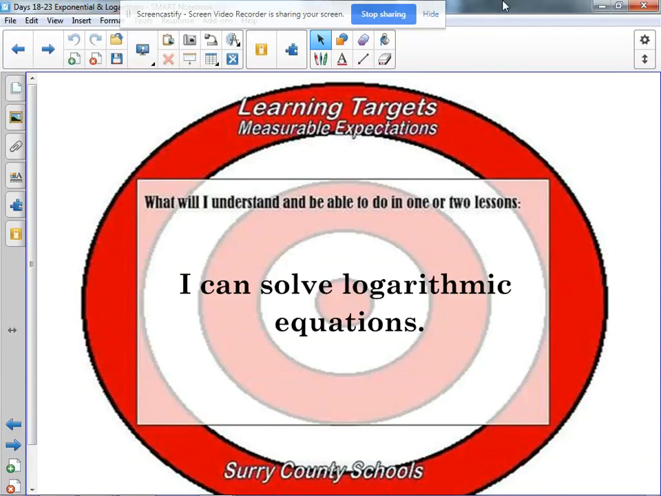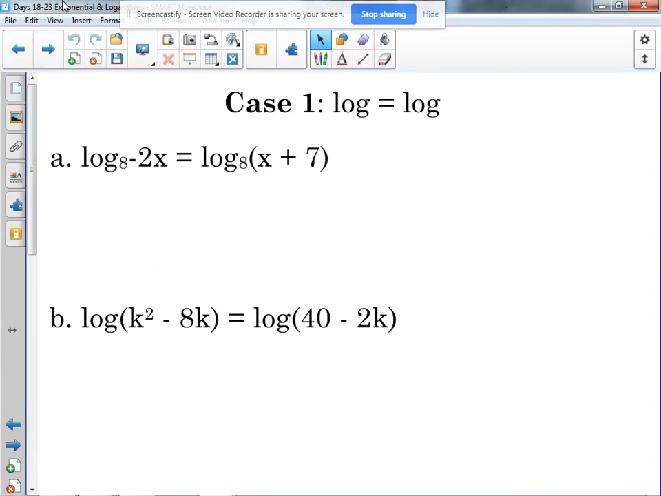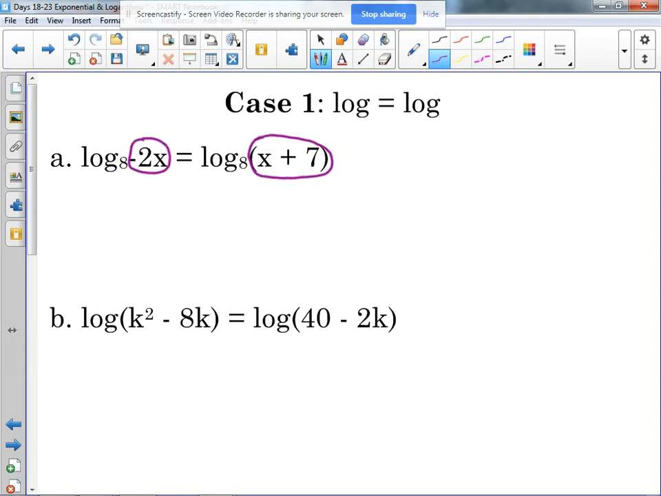Okay, solving logarithmic equations. We've got a couple of different cases. The first case is when we have a log equal to another log. In this first example, we have log base 8 of negative 2x on the left side, log base 8 of x plus 7 on the right side. This is very similar to our exponential equation scenario. As long as the bases are the same on both sides, the only way that this equation is going to be true is if what's inside each logarithm are equal to one another.